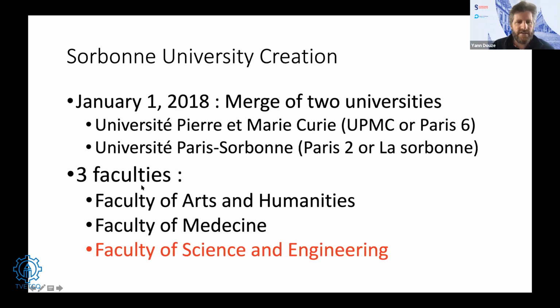We have in this university three faculties: one faculty of arts and humanities, one faculty of medicine, and one faculty of science and engineering. I'm working in the faculty of science and engineering. In total it's around 50,000 students and around 20,000 employees. I don't know exactly how many teachers and others, but it's a big university today, one of the biggest in France, from the merge of these two entities.